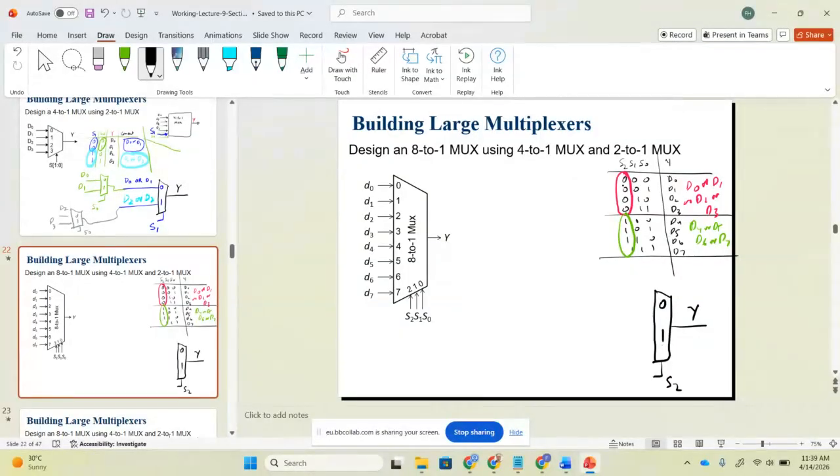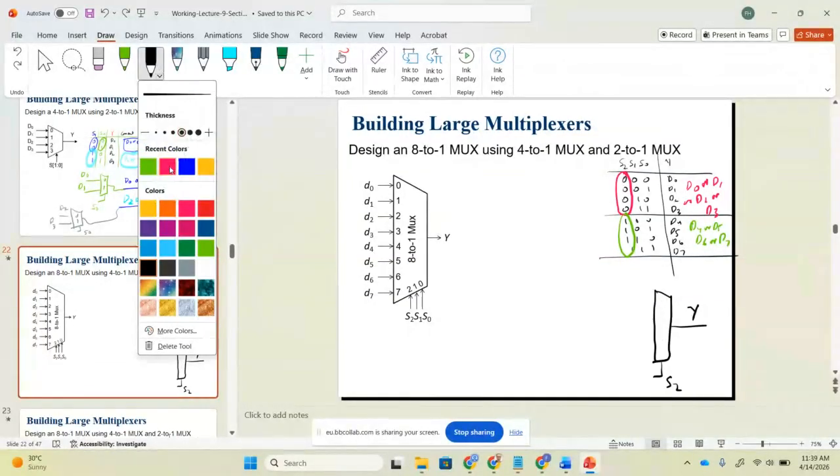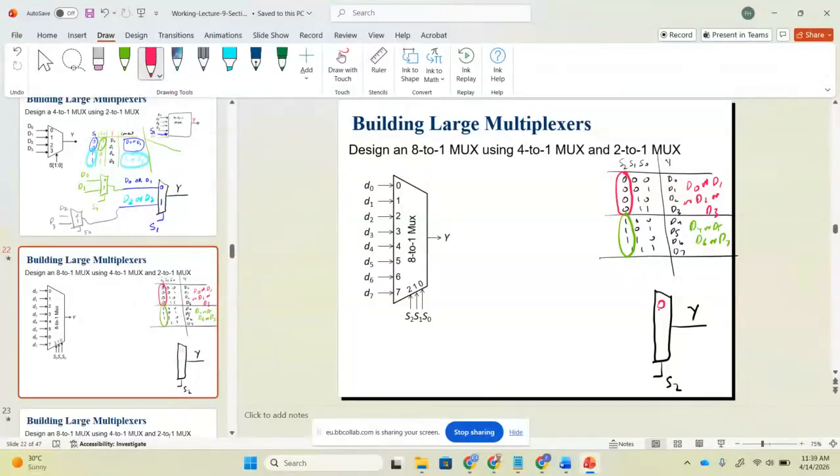When it's 0, which color is this 0? Please look at the color I'm using. 0 is in red color and 1 is in green color. You got it or not got it?